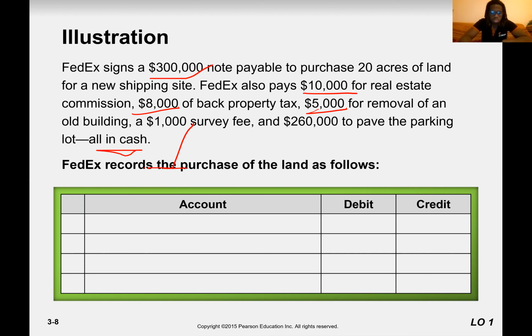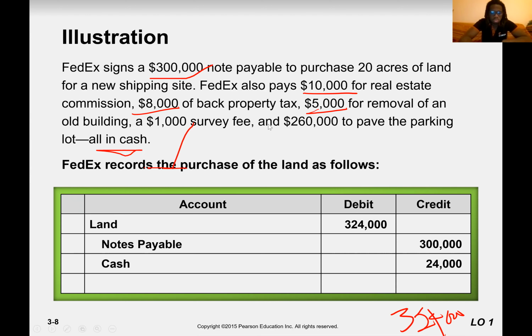cash decrease. How much? 24,000. And land is our asset purchase, asset increase 324,000. So the answer would be 324,000. Land to notes payable to cash. So now the question is why we call this notes payable?